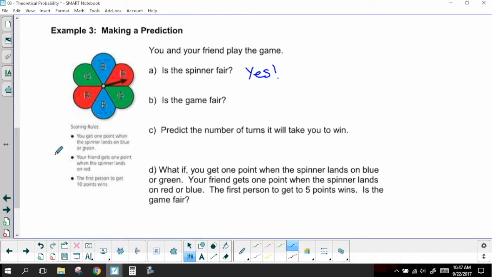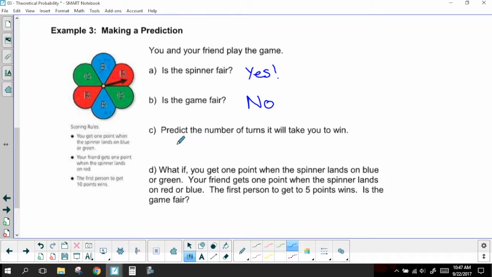If we think about the rules, which once again, you get a point if it lands on green or blue, and your friend gets a point if it lands on red. And the first person to 10 wins. Is that fair? No. You have a higher chance of getting a point than your friend does.